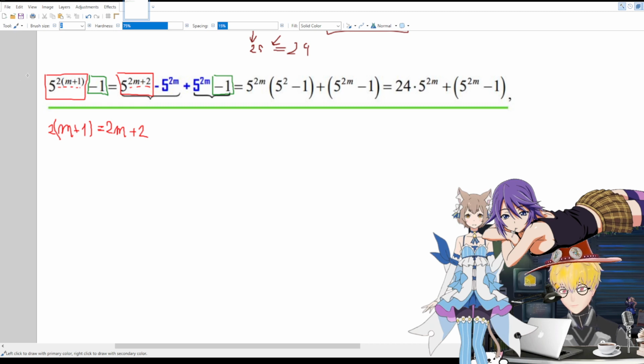Now this, since these are not accounted for, we explained that in this part, this is equal to 0. These two have different signs, so let's just write 5^(2m) minus 5^(2m), which is obviously equal to 0. So this entire thing is explained.